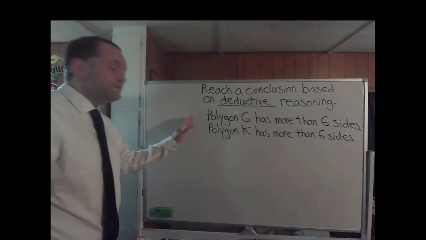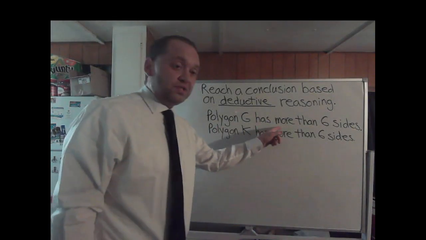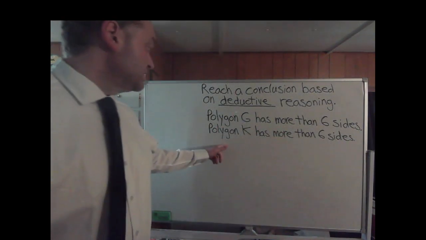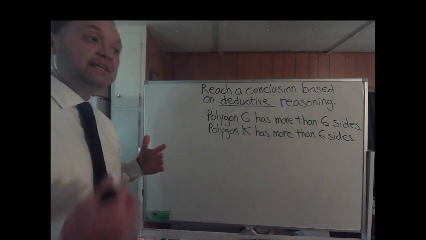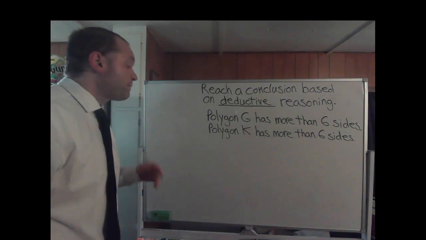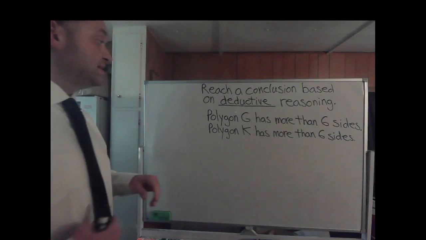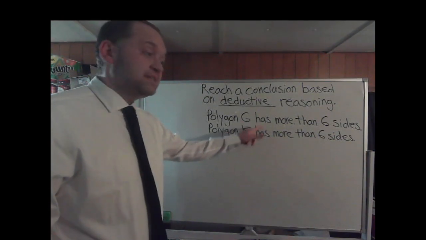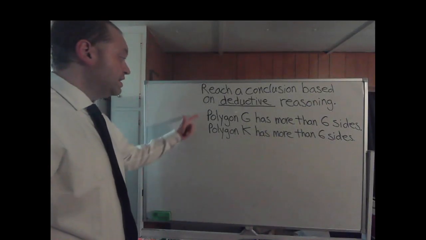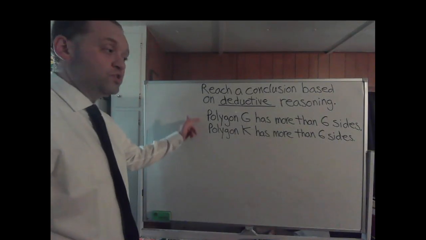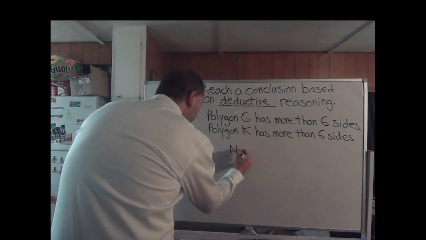What conclusion, if any, can we draw from these two statements? It tells us polygon G has more than 6 sides. It also tells us that polygon K has more than 6 sides. Well, we know both of them have more than 6 sides, meaning at least 7 sides, maybe more. But it doesn't tell us how many exact sides each one has. We don't know if polygon G has more sides than K, or K has more than G. So there's no conclusion for this one.